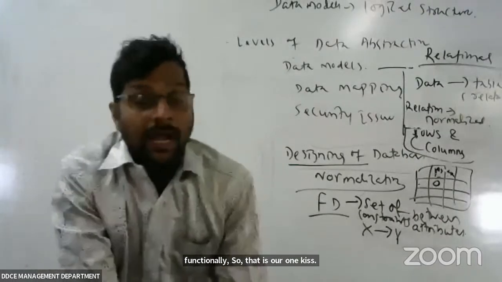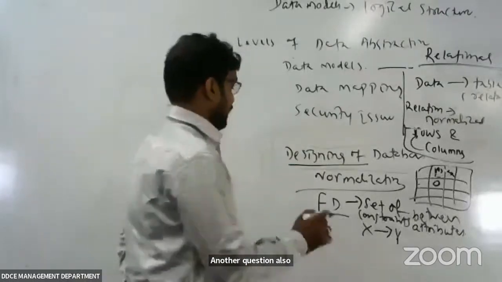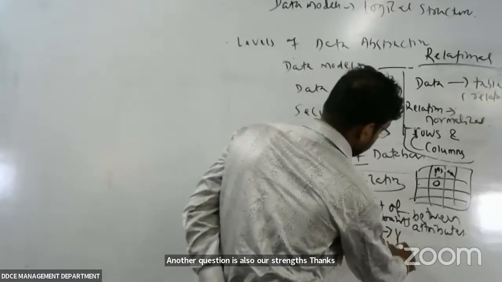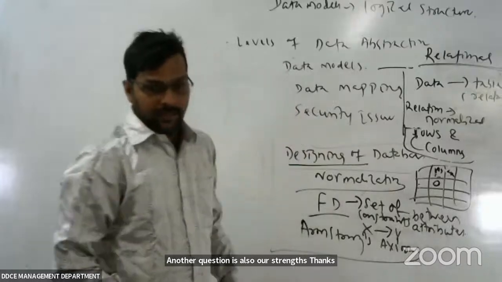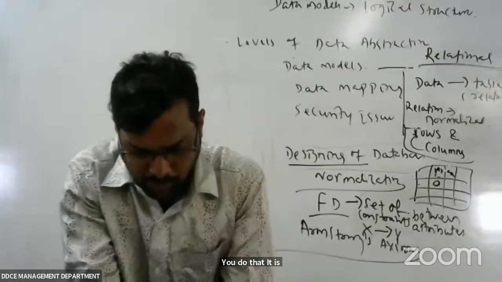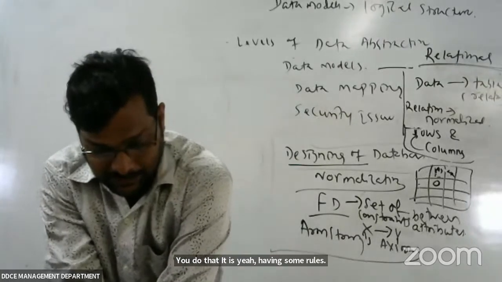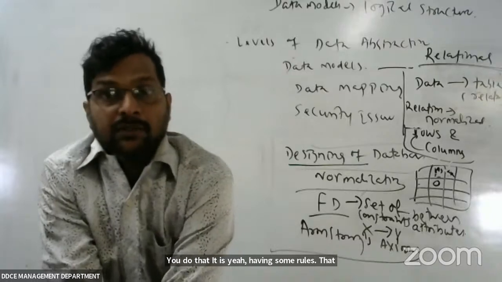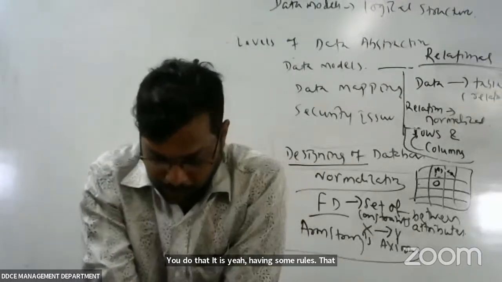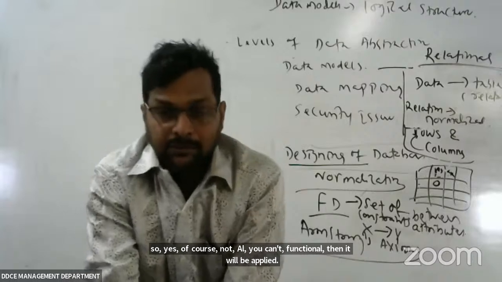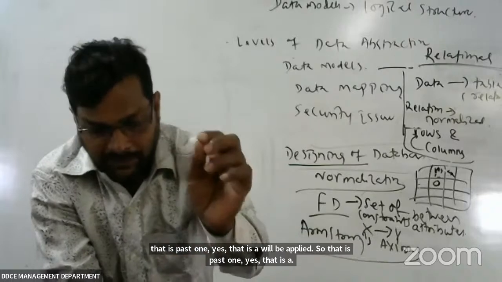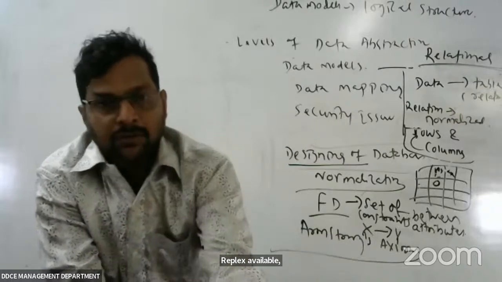Another case is Armstrong's axioms. Armstrong's axioms are a set of rules that, applied repeatedly, generate the closure of a set of functional dependencies. Once the functional dependencies are given, these rules are applied. The first one is the reflexive rule. Reflexive means if alpha is a set of attributes and beta is a subset of alpha, then alpha holds beta.